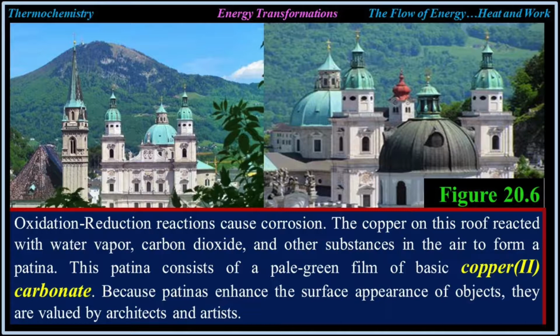Oxidation-reduction reactions cause corrosion. The copper on this roof reacted with water vapor, carbon dioxide, and other substances in the air to form a patina. This patina consists of a pale green film of basic copper(II) carbonate. Because patinas enhance the surface appearance of objects, they are valued by architects and artists.